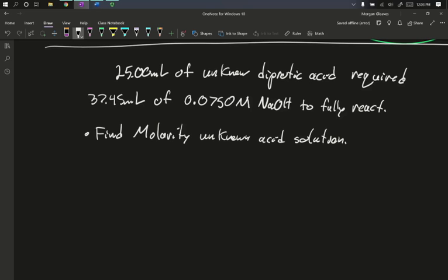Go ahead and pause, try to solve out this molarity, and then come on back.